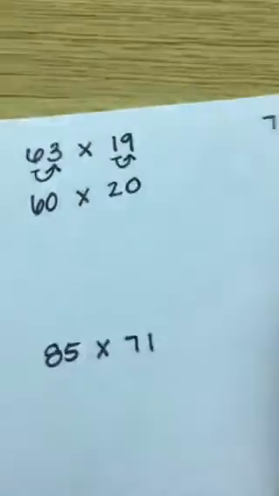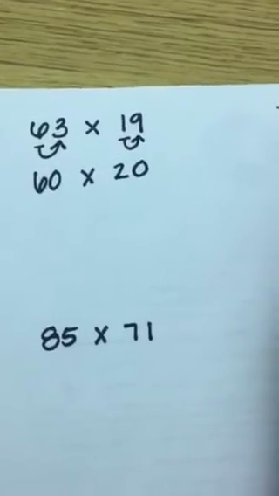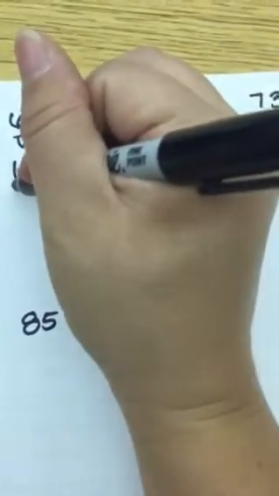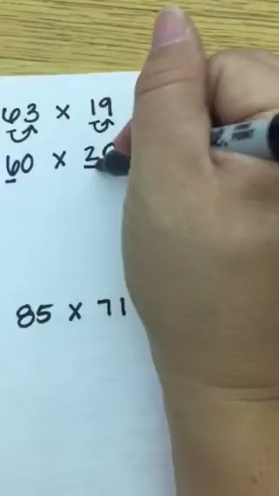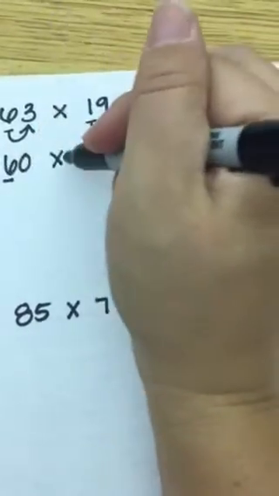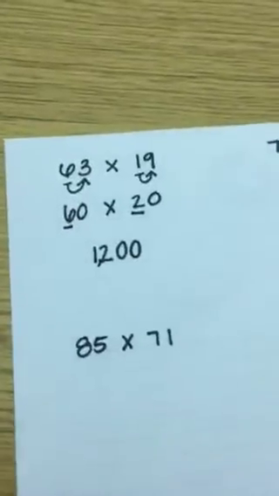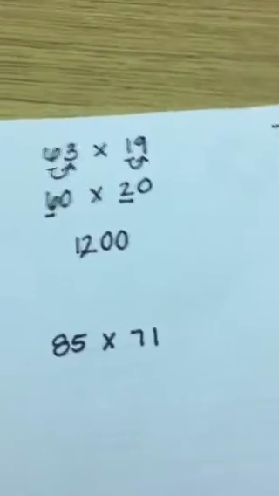So 60 times 20. We learned yesterday with lesson 1 that you multiply the numbers that are not 0. So 6 times 2 is 12. And then you just bring down the 2 zeros. So this would be 1,200. That would be the estimate for this problem.